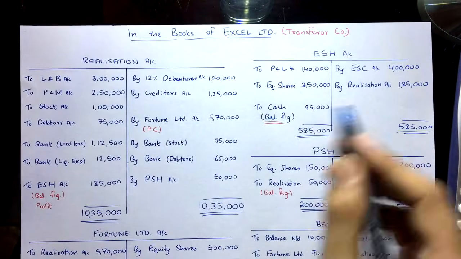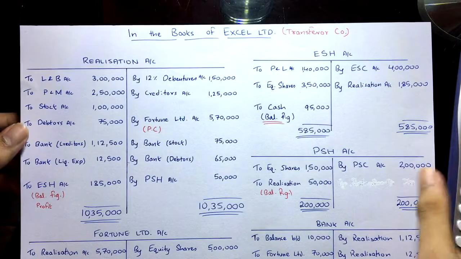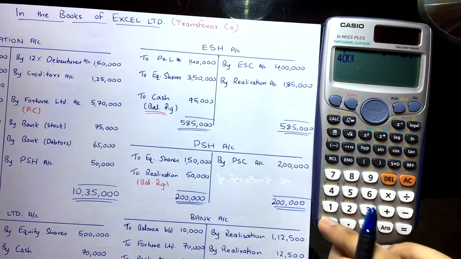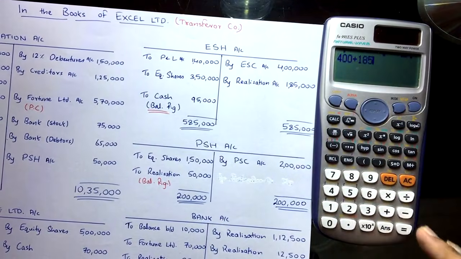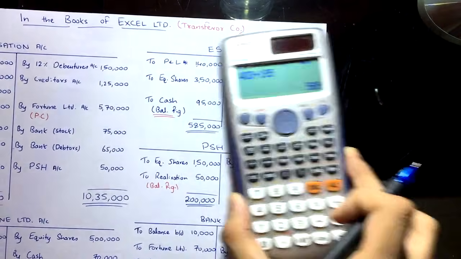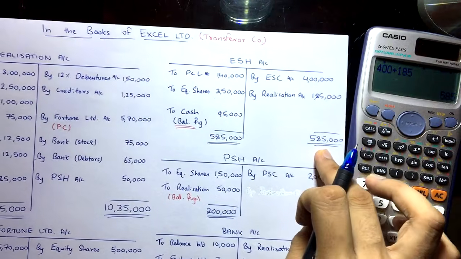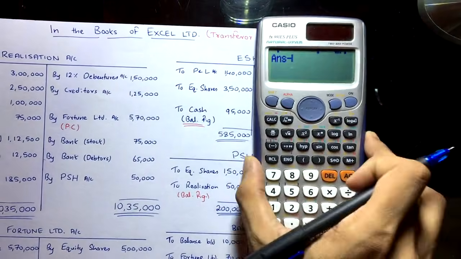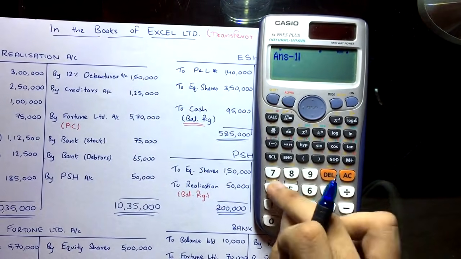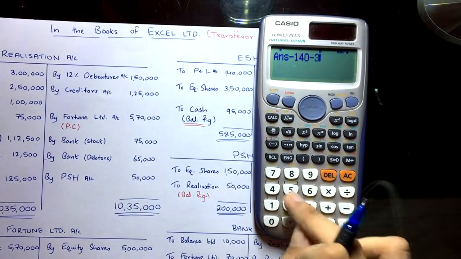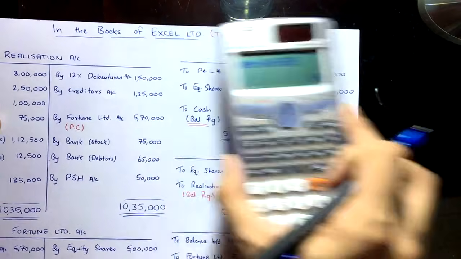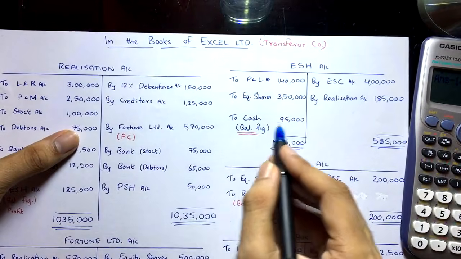Yeah, because we have transferred the realization balance over here. So see here, let's balance this account. 400 plus 185, that is equal to 585, 5,85,000. Minus 1,40,000 and 3,50,000. Minus 1,40,000 minus 350, that is equal to 95. So 95,000 cash is there, to cash 95,000.